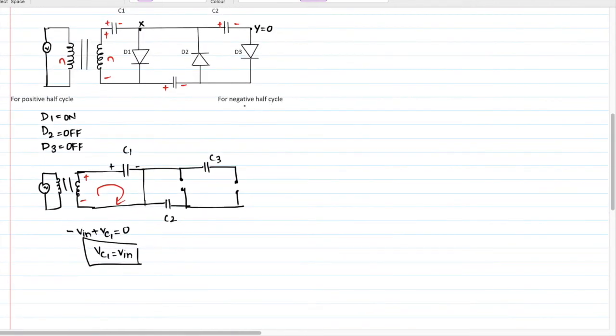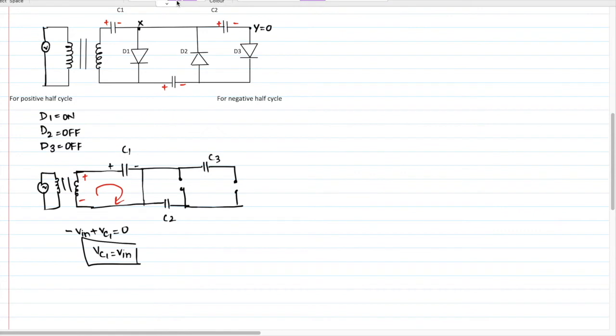Next, apply the negative half cycle. This will become minus and this will become plus. So when you apply the negative cycle, diode D1 will turn off, because negative is applied to the anode. Here the negative cycle is applied to the cathode, so this will turn on. And here also the negative cycle is applied to the anode, so diode D3 is also off.